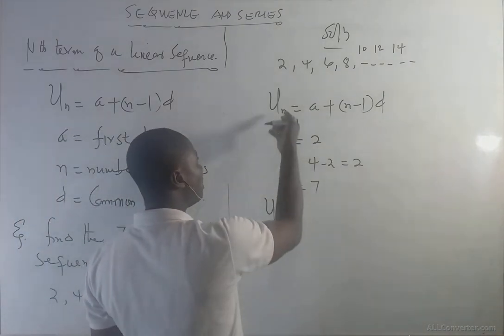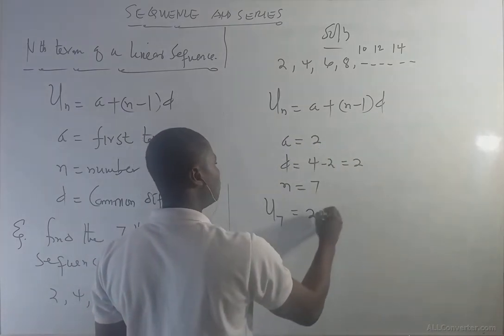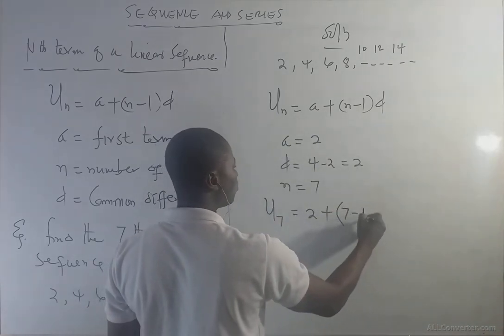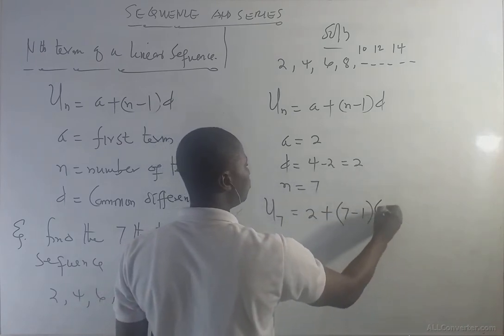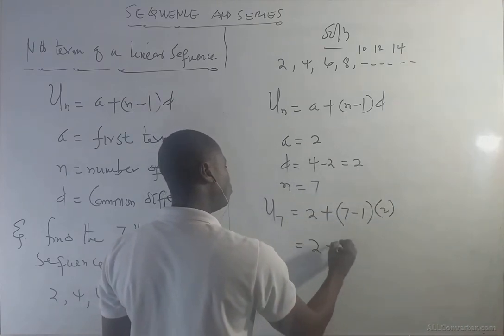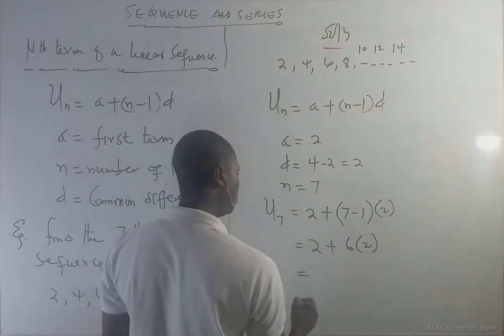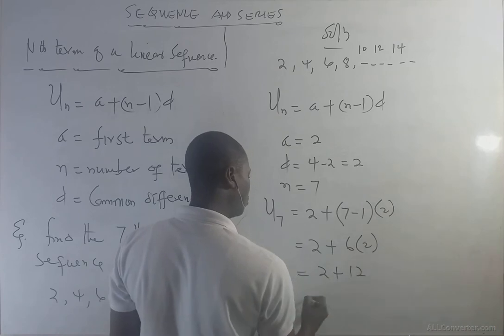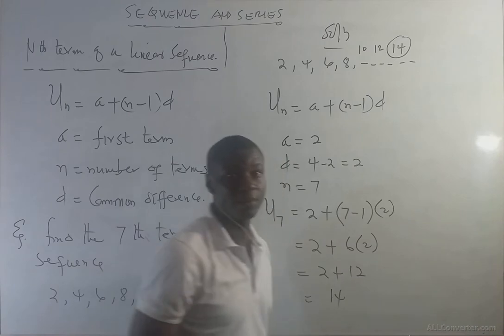So now U7, obeying the formula, equals a plus (n minus 1)d. a is 2, plus n minus 1, and n is 7. So you have 7 minus 1 times d, and the common difference d is 2. So we have 2 plus 7 minus 1, which is 6, times 2. 2 plus 6 times 2 is 12, and so 2 plus 12 gives us 14. You see that you are getting the same 14.